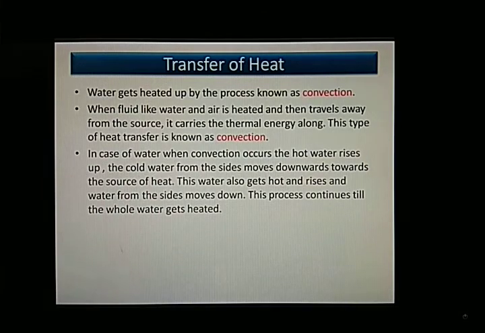Clear? So that's all that is written here. You can see in the case of water, when convection occurs, the hot water rises up, and the cold water from the sides moves downwards towards the source of the heat. That water also gets hot and rises, and the water from the sides moves downwards, and this whole process continues till the whole of the water gets heated up. So it can be considered a cyclic process.